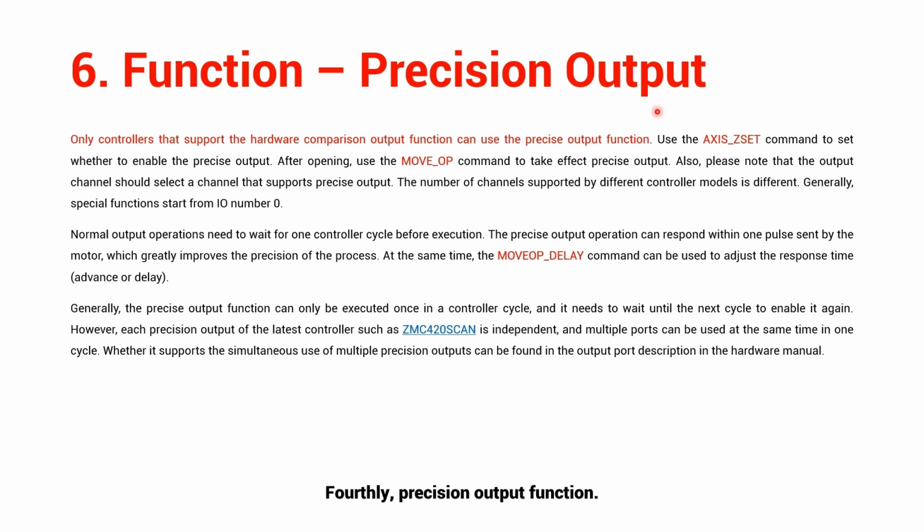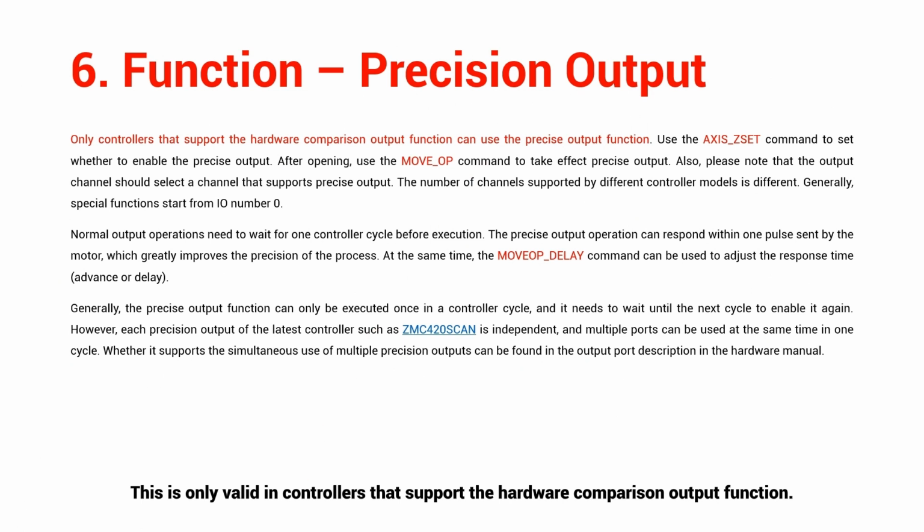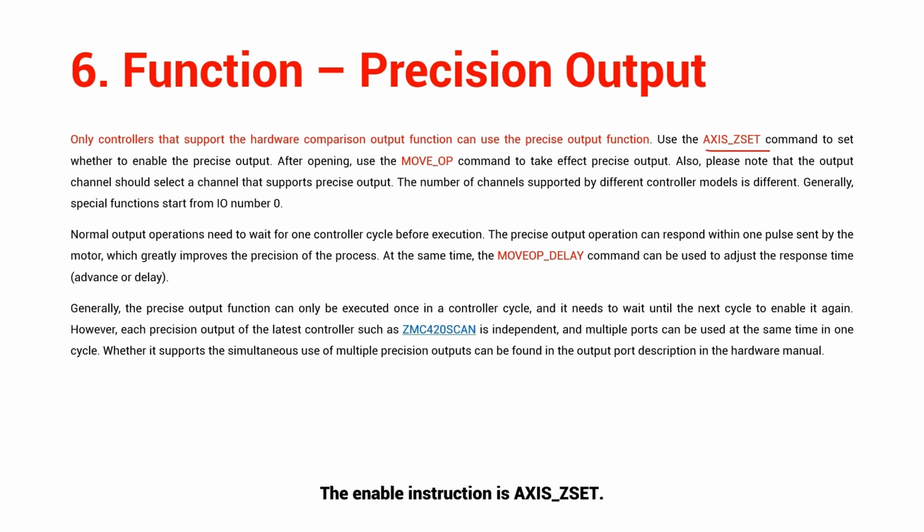Fourthly, the precision output function. This is only valid in controllers that support the hardware comparison output function. The enable instruction is AXIS ZSET, then use the MOVE_OP command to take effect. Also, the selected output channel should support precise output. The number of channels supported by different controller models is different.